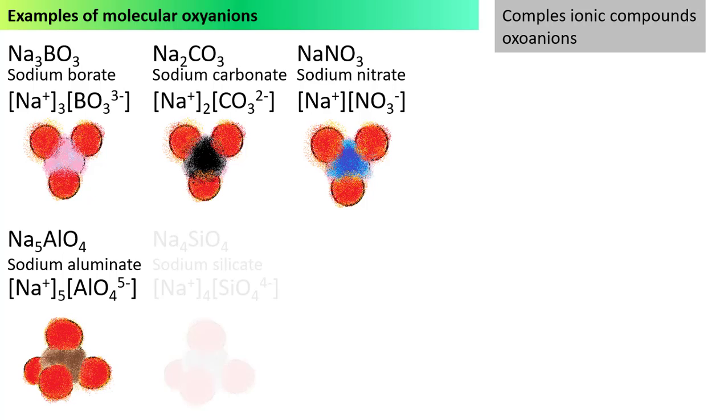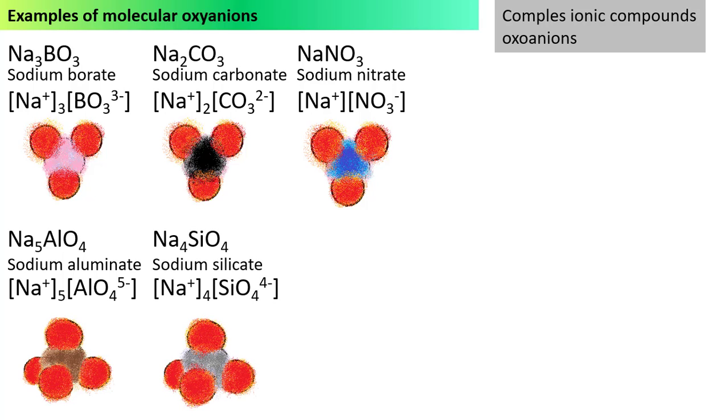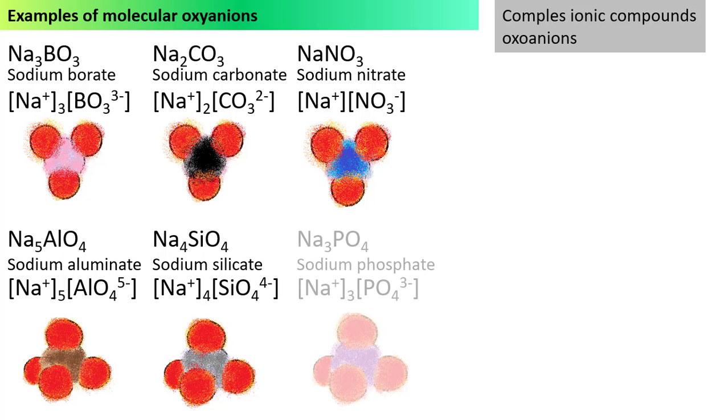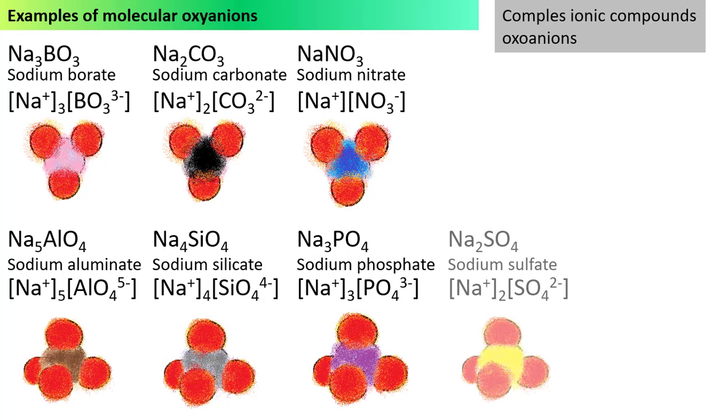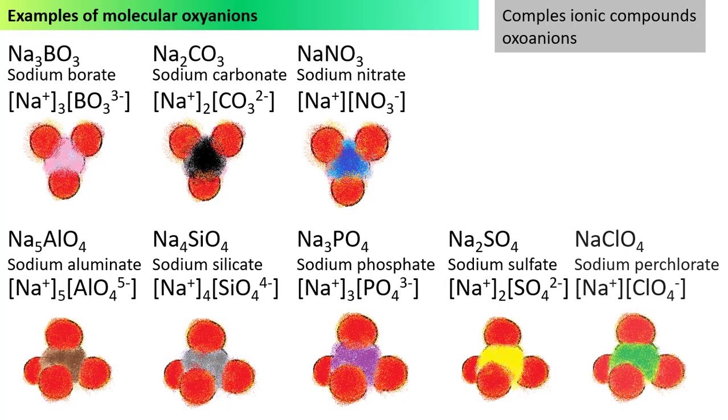Moving over to silicon, we can have in certain solids the silicate anion SiO4 4-. After silicon is phosphorus, and we have the very important PO4 3- phosphate ion. Then the sulfate ion, SO4 with a 2- charge, and after that the perchlorate ion, ClO4 1-. Notice the wide range of stability associated with this type of anionic structure.